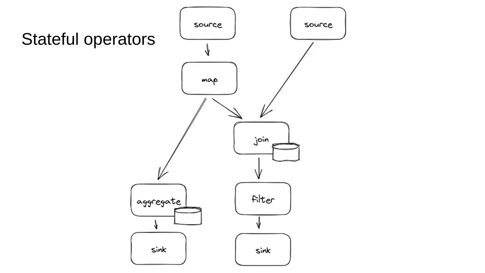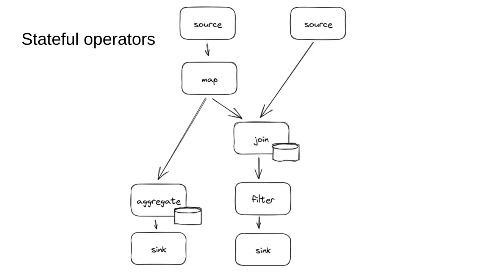In contrast, the stateful operator has to have some knowledge of the past in order to do its work. For example, a join, whose job might be to take records from two different sources and join them on some attribute, maybe a primary key, and then produce a combined record as a result. It only gets one record at a time, so it needs to remember a record that it gets from one side so that when it gets a corresponding record from the other side, it can compute the join result and send it on down the line. Likewise, aggregate is a stateful operator.